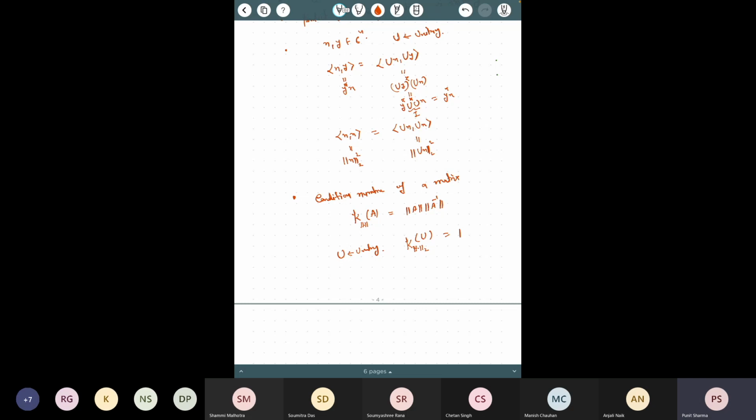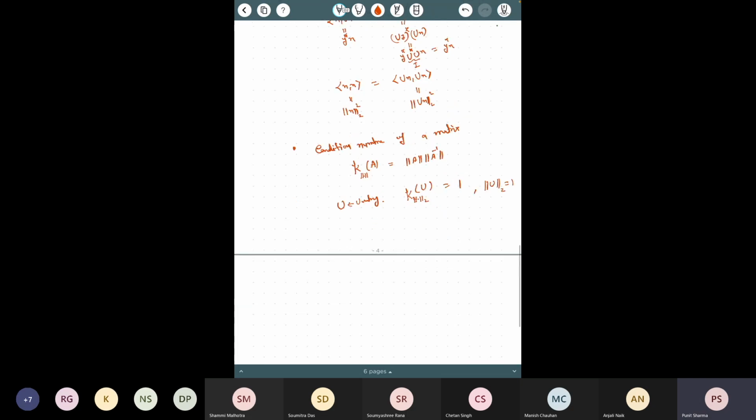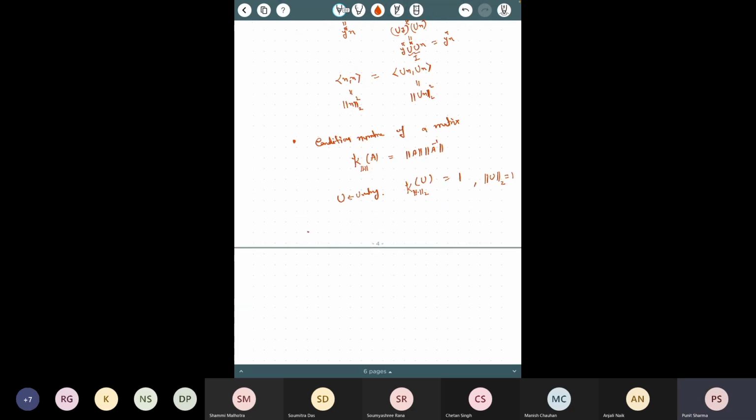The condition number of U with respect to 2 norm is 1. Why is this? Because 2 norm of U is 1. And since you know that all the norms are equivalent, whatever norm you take, this matrix remains well conditioned. Okay.